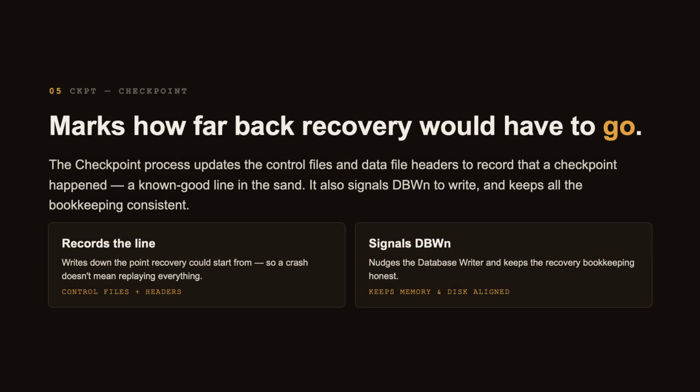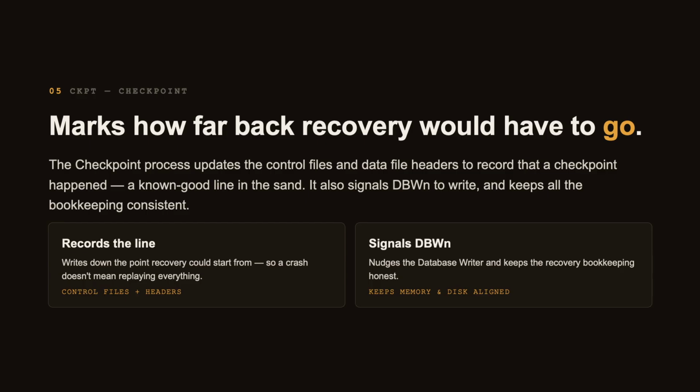Third, CKPT, the checkpoint process. Its job is bookkeeping for recovery. Periodically, Oracle takes a checkpoint, which is essentially a known good line in the sand, and CKPT updates the control files and the data file headers to record that it happened. Why does that matter? Because it marks how far back recovery would need to go.